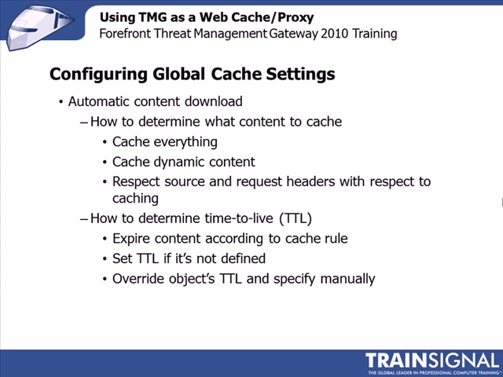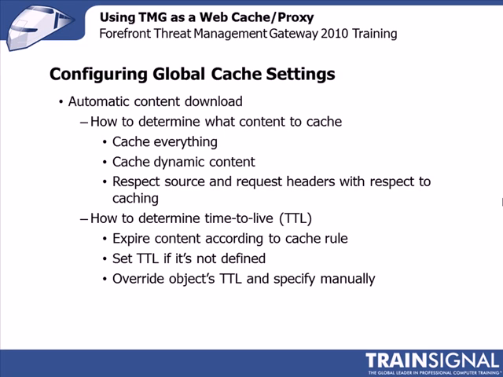But if you want it to be cached, you're going to have to say either cache everything or cache dynamic content. You then have to determine how long you want the content to live, or determine its time to live, or TTL value. And again, there's 3 options. You can choose to expire the content according to a cache rule, set the time to live if it's not already defined, or override the object's TTL and specify it manually.